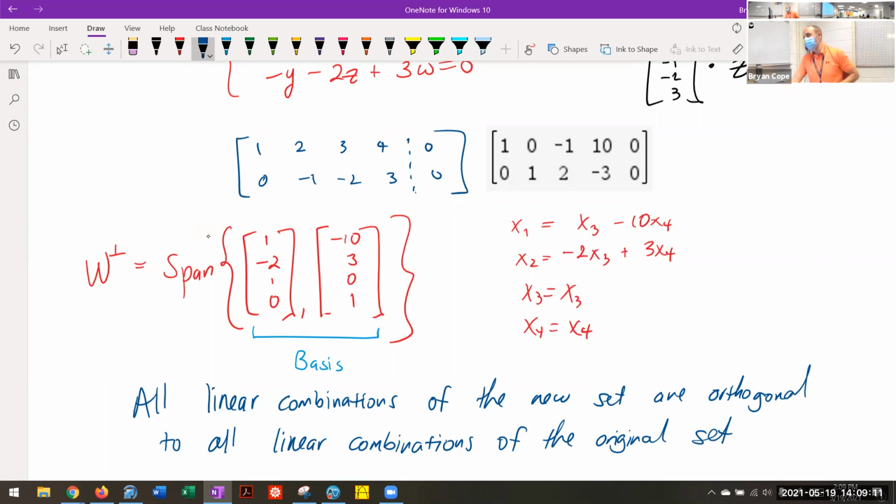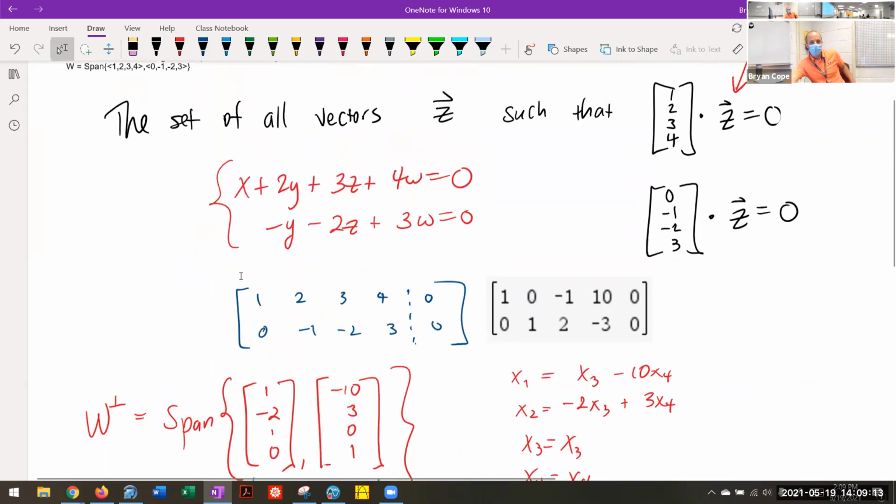And look at the dimensions. Look how they worked out, right? We were in R4. We had a two-dimensional subspace, and then W perp was a two-dimensional subspace, and this is always going to happen. The dimension of W and the dimension of W perp are going to add to whatever space we're in. So we're in R4, so those are going to add to 4. Zoom friends, do we have any questions here?